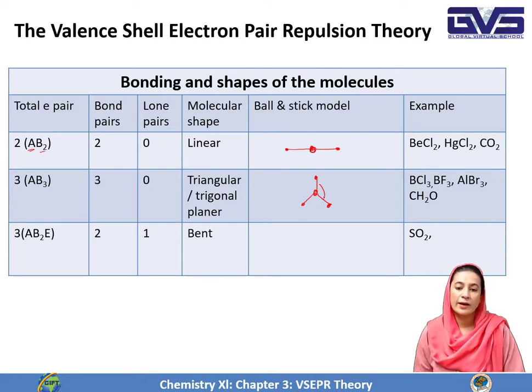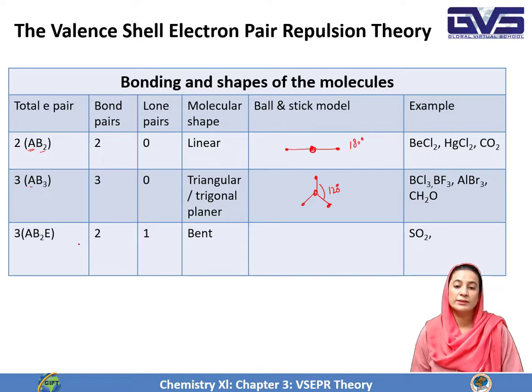So they have an angle of like 120 degrees, and this may be an angle of 180. And the shape will be triangular, trigonal planar. Because in this case, A is the central atom and all of the bond electron pairs are bond pairs. In this case, there is no lone pair.